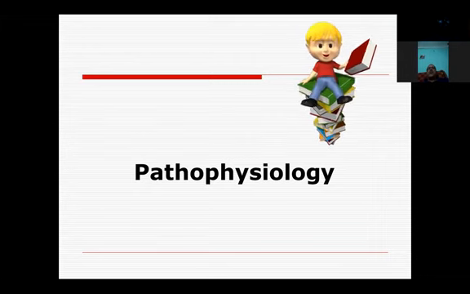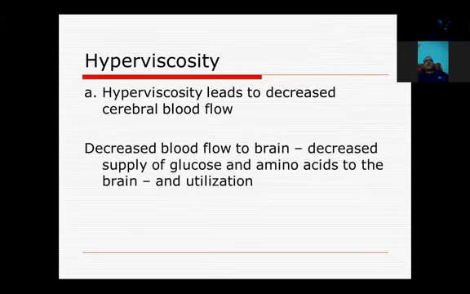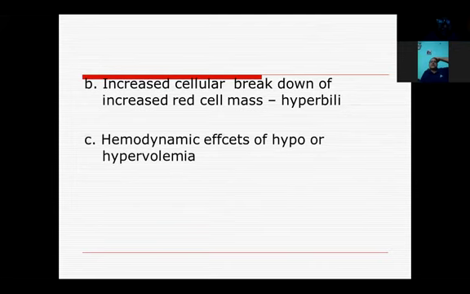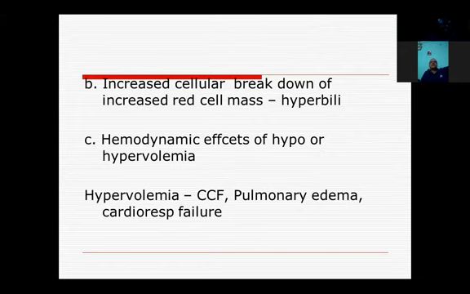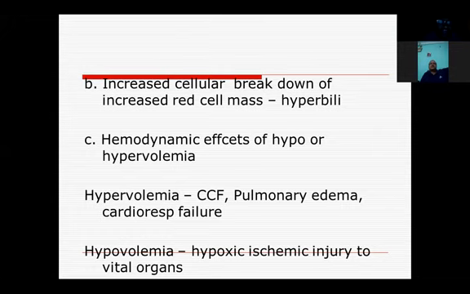So what exactly happens in polycythemia? Why do all these things happen? Whenever there is hyperviscosity, this leads to decreased cerebral blood flow. With decreased cerebral blood flow to the brain, there is decreased supply of glucose and amino acids to the brain, resulting in increased utilization. There will be increased cellular breakdown of red cell mass, resulting in hyperbilirubinemia. Hemodynamic effects of hypo or hypervolemia will be there. Hypervolemia will result in CCF, pulmonary edema, and cardiorespiratory failure. Hypovolemia results in hypoxic ischemic injury to vital organs.